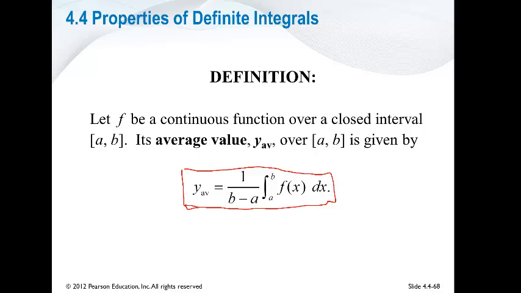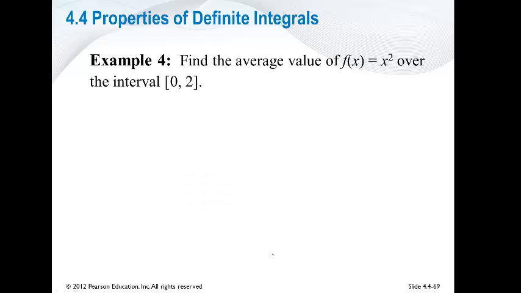Okay, the formula looks mysterious. You are not required to know how this formula was derived, but you are required to get some understanding of what it means. So let's take a look at the example here. We need to find the average value of the function x squared over the interval 0 to 2. When we follow the formula, we go 1 over b minus a, which is 2 minus 0, and then the integral from 0 to 2 of x squared dx.